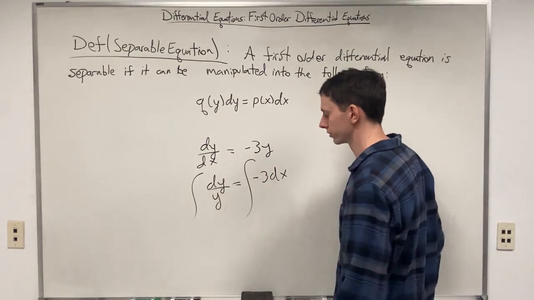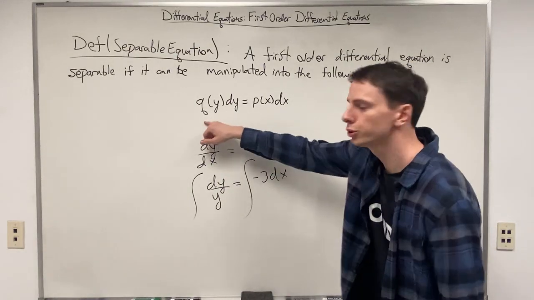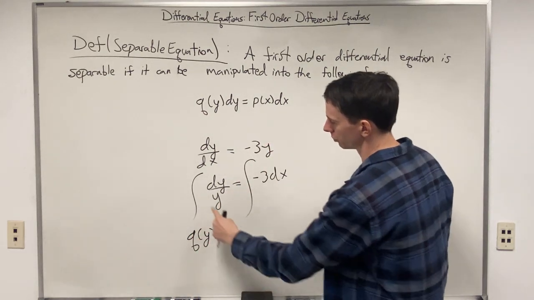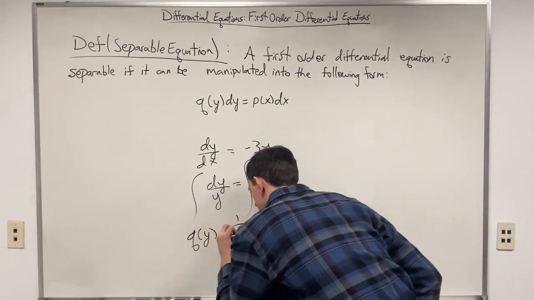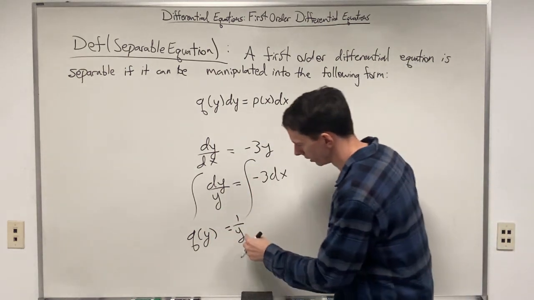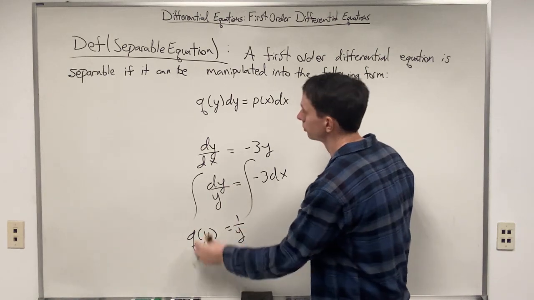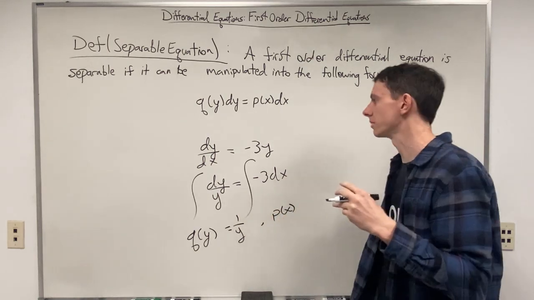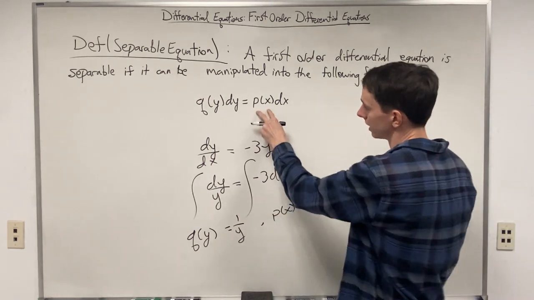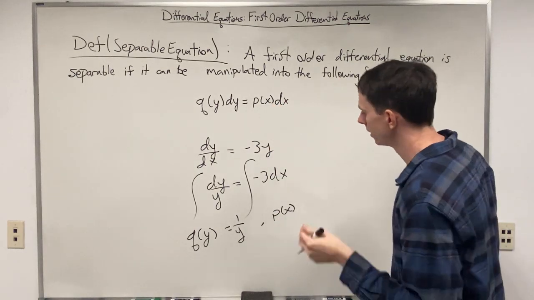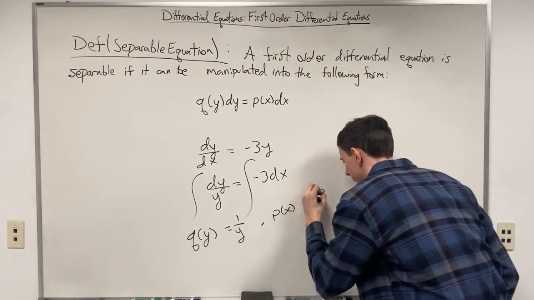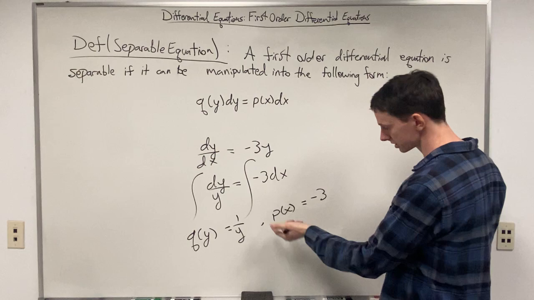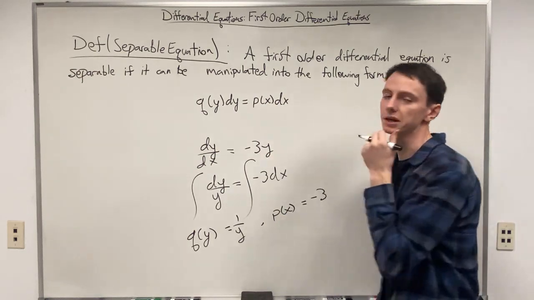In this specific differential equation, we would say that our q of y function, so maybe we could just write this, that q of y in this case looks like it would be 1 over y. So then we have 1 over y times dy, in other words, q of y times dy. And then our p of x function, in this case, just happens to not depend on x, but that doesn't mean that it can't, in the general case, be a function of x. In this case, p of x just happens to be the constant negative 3. So when you have negative 3 times dx, that's the same thing as p of x times dx.